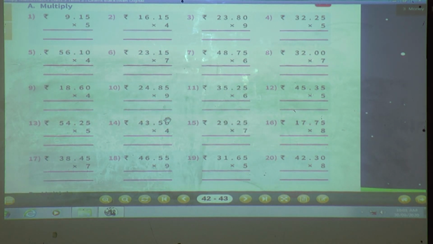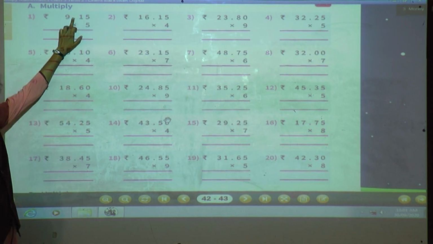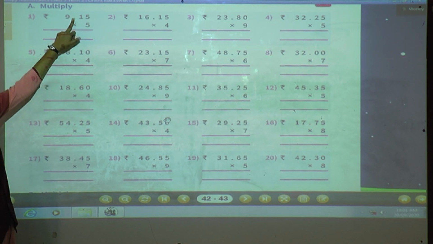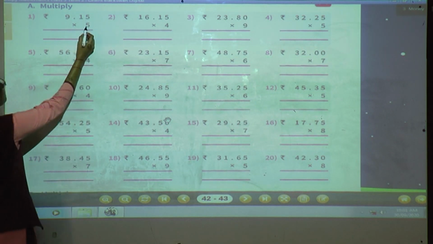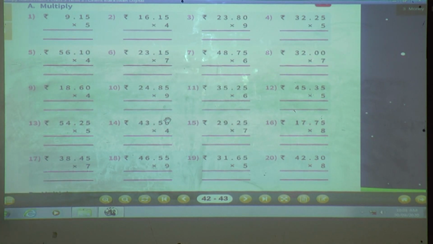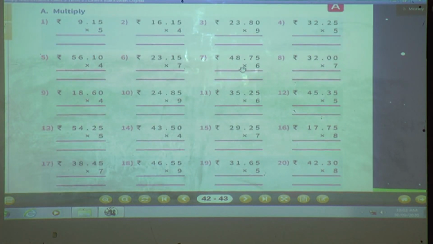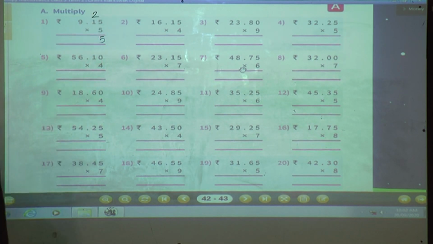Rupees 9.15 into 5. See here, while doing the multiplication, forget this point or dot. Just do the multiplication of 915 into 5. So let us do the multiplication. 5 5s are 25. So we'll write 5 at the ones place, then give 2 as a carry to the next place.